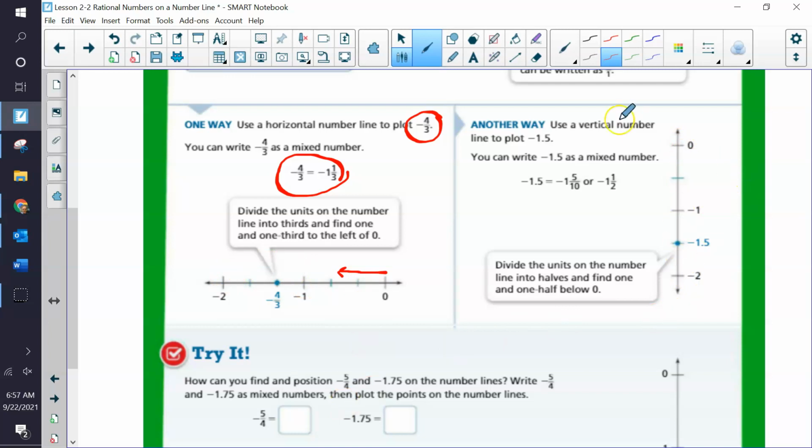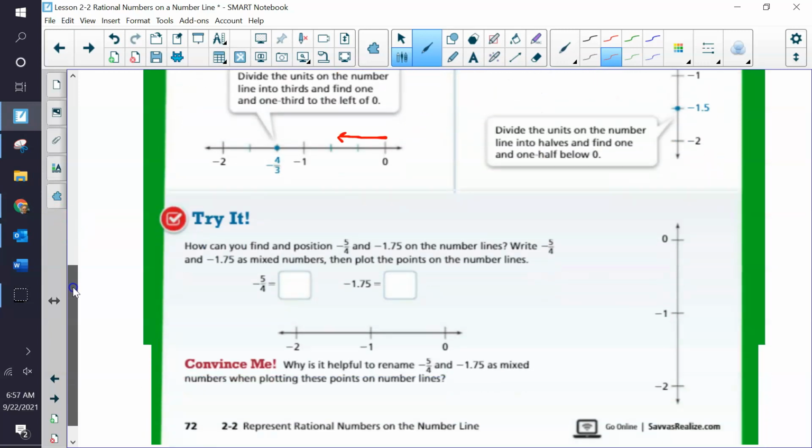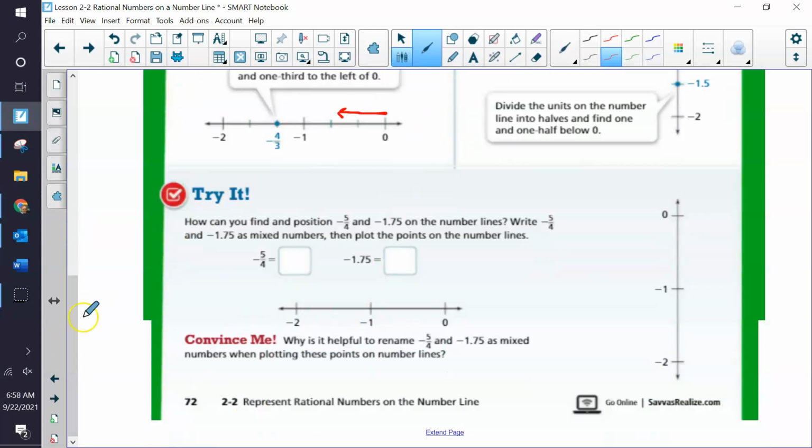Here's a vertical number line. -1 1/2 means we're going in the negative direction, so starting at 0, we're moving down, and we have to move past -1 and then go 1/2 more. So it would be located here. Okay, you try it, and we'll come back in just a second. So pause right here, do the try it, and then we'll look at the answer.